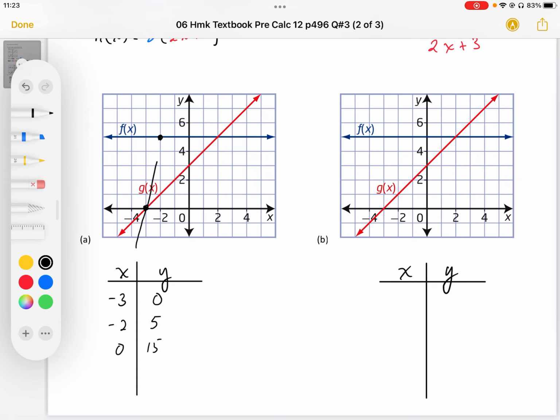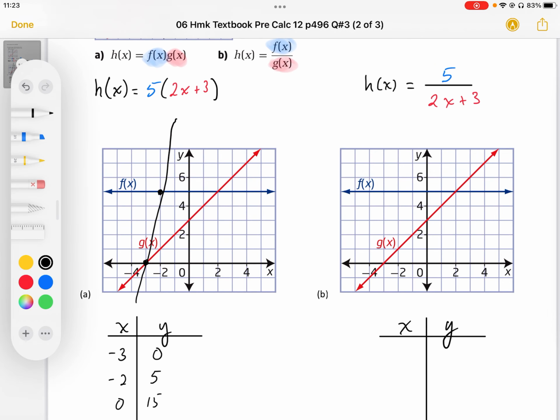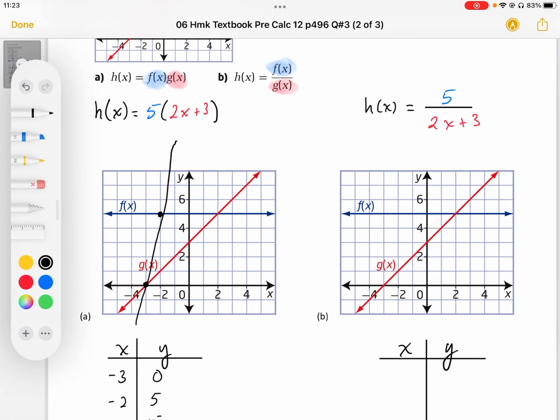So for B, I'm going to do this exact same thing. So I can take a look at B. I can write it in its rational form. So I should recognize that this is a rational function. My asymptote is going to be based on my denominator. So it should have an asymptote of negative 1.5. Okay, and it has a horizontal asymptote at 0.